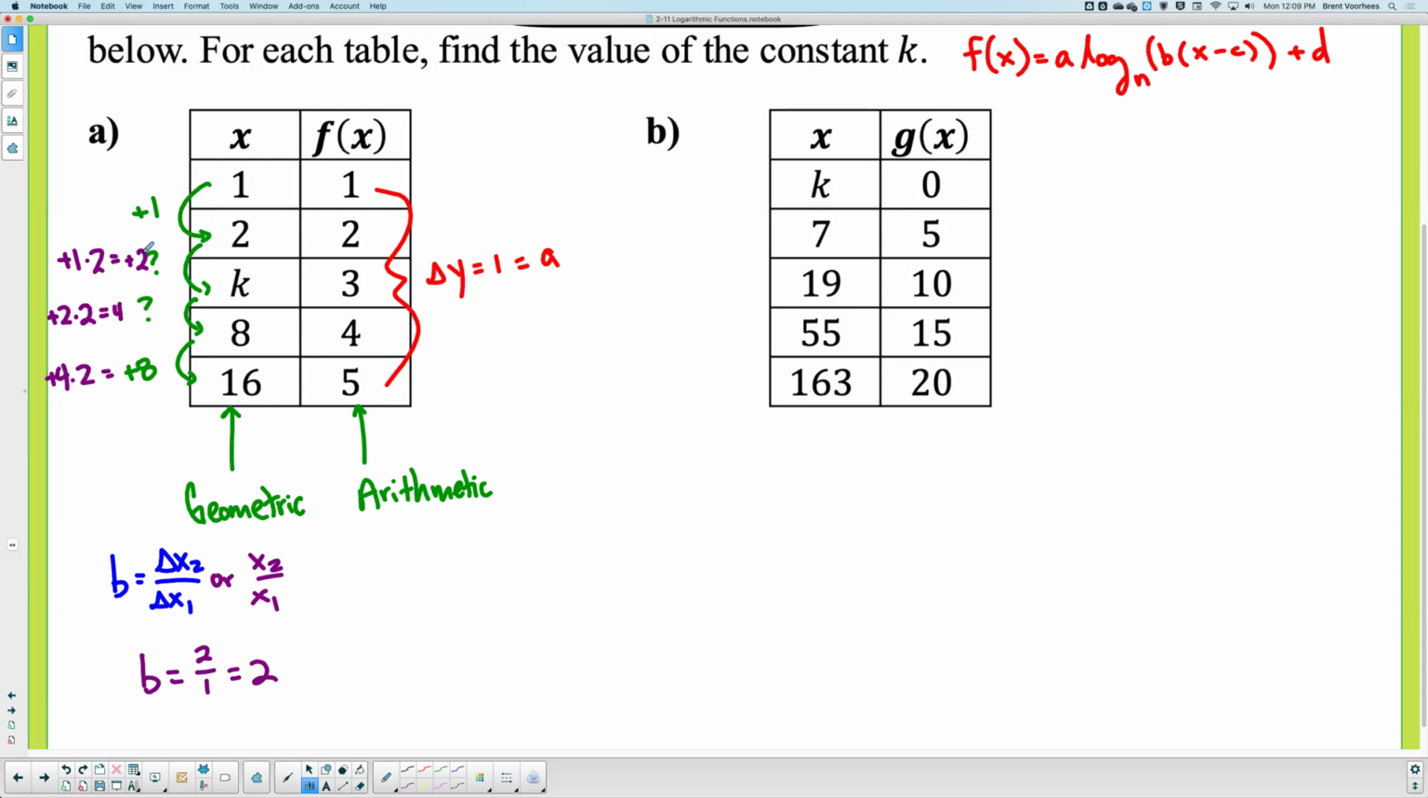Yeah, we do. So that means I need to add 2 from here to here. This k would be 2 plus 2. What's 2 plus 2? 4. That's k. K is 4. That's our answer on this problem. K is 4.